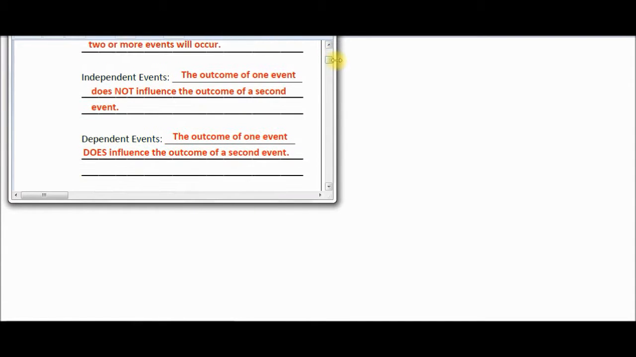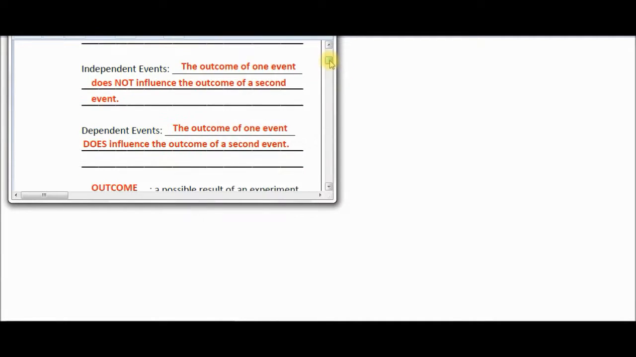What is a dependent event? The outcome of one event does influence the outcome of a second event. Remember independent events? Rolling a die, flipping a coin, spinning a spinner. Dependent events, picking a ticket out of a raffle, picking shapes out of a bag but not returning them. We've got a number of different things we've talked about as far as events that are dependent. Removing a card from a deck of cards and then drawing a second card. That first card that wasn't returned affects the probability of the second card.